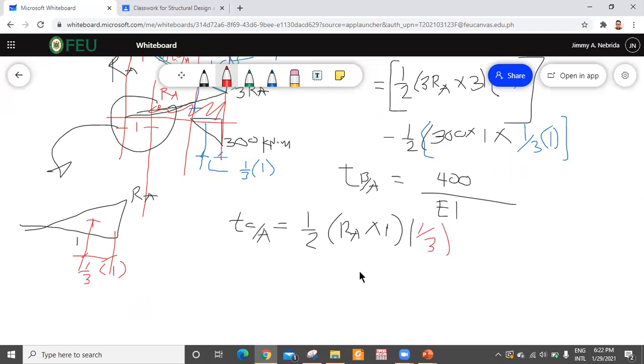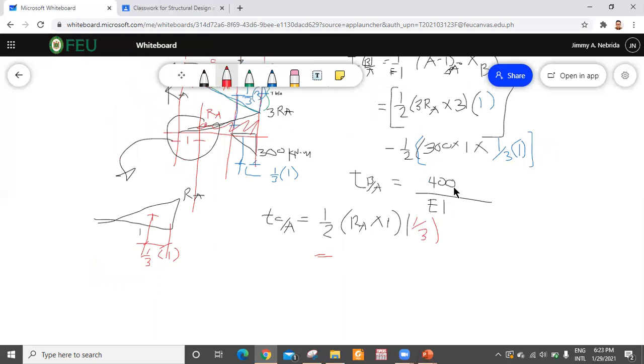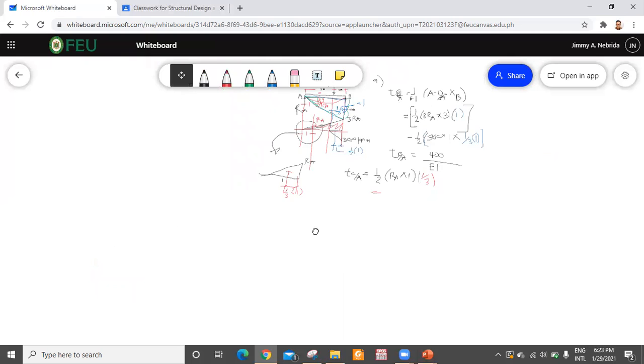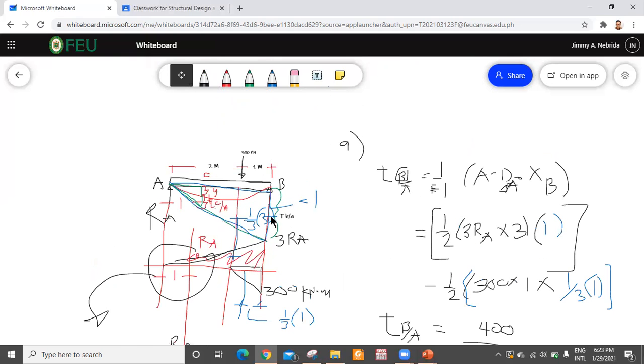Okay. So what's this value? It equals RA over 6. Okay, am I right? RA over 6, but I haven't shown you why RA becomes 100. I forgot to show you the calculation for RA.